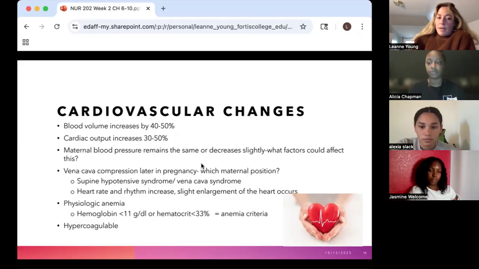The heart rate and rhythm naturally will increase, and they do have some slight enlargement of the heart during pregnancy.